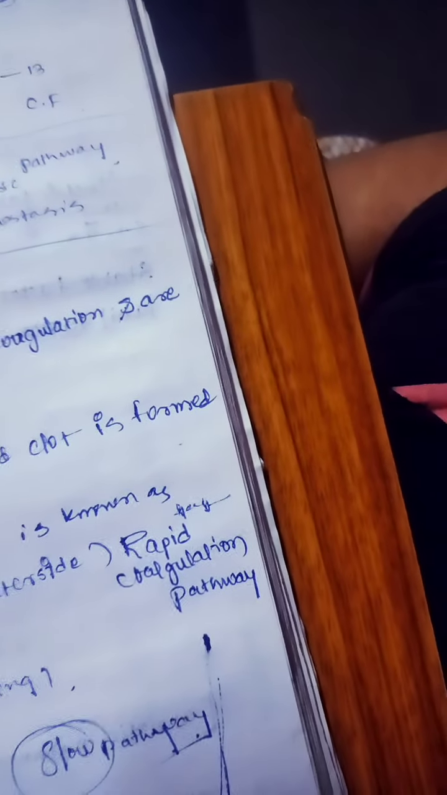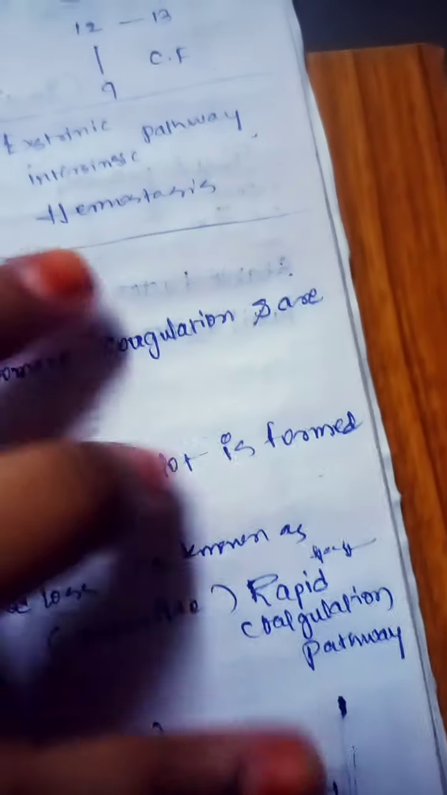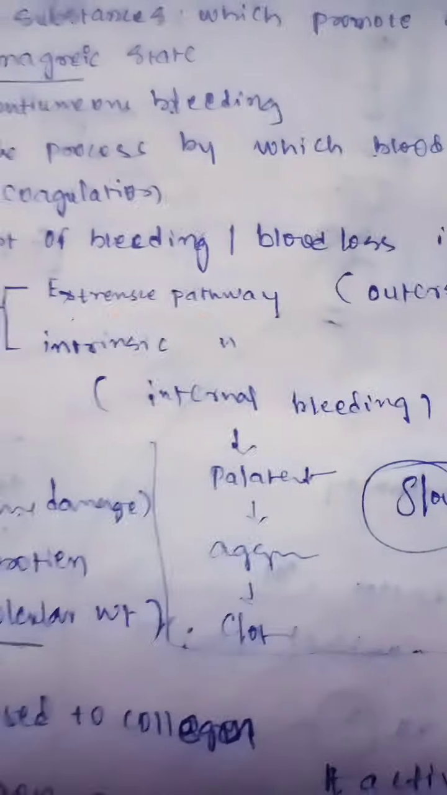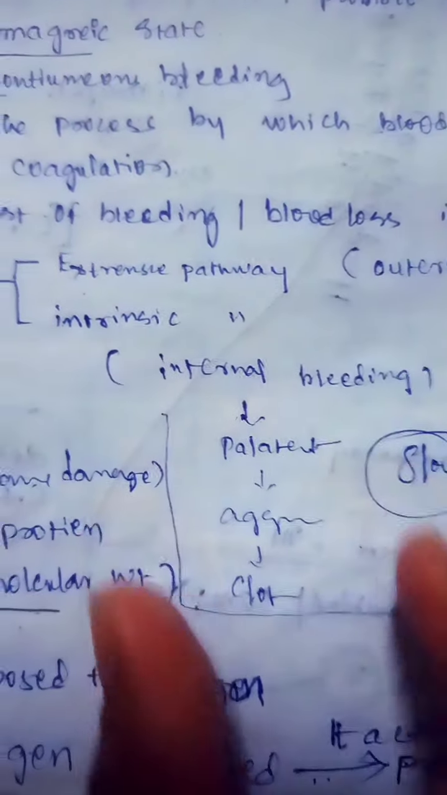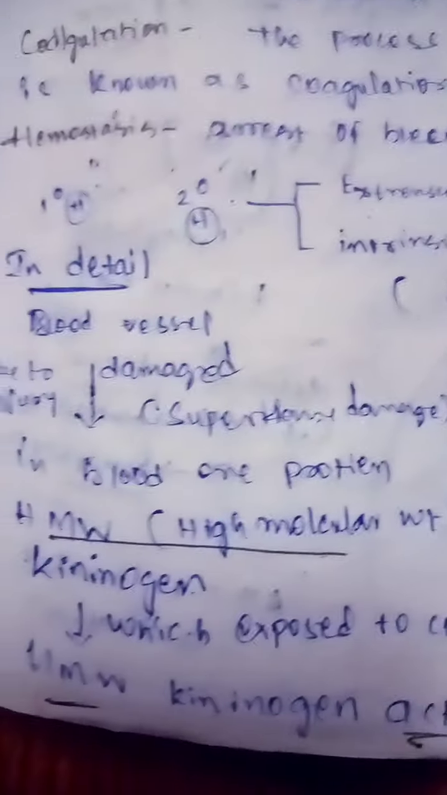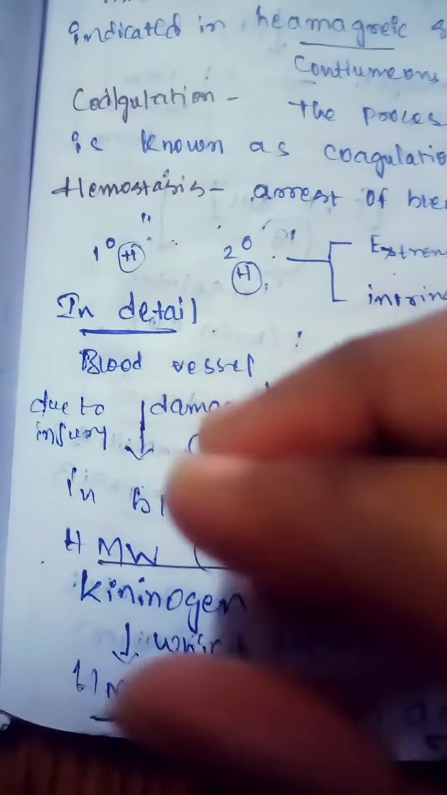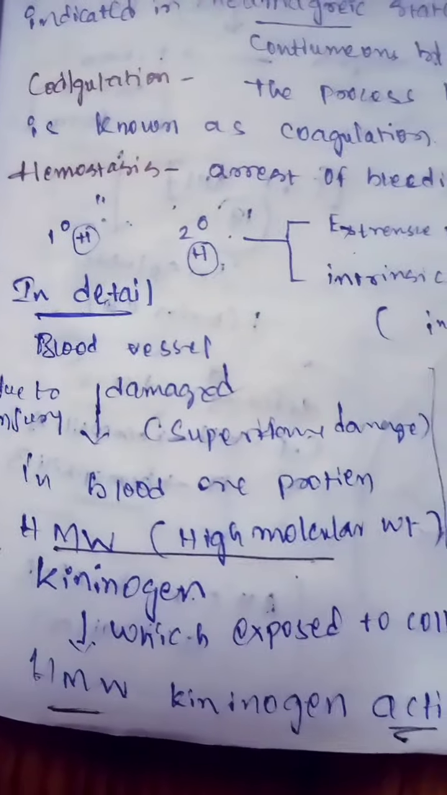Primary and secondary, intrinsic and extrinsic pathways. Extrinsic means outside; the extrinsic pathway is also called the rapid, fast coagulation pathway. In detail, we'll discuss the intrinsic, internal pathway, with platelet aggregation and clot. It's a slow process.